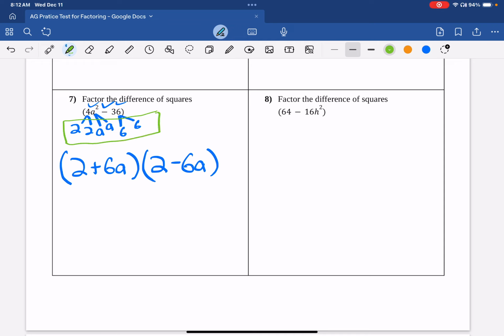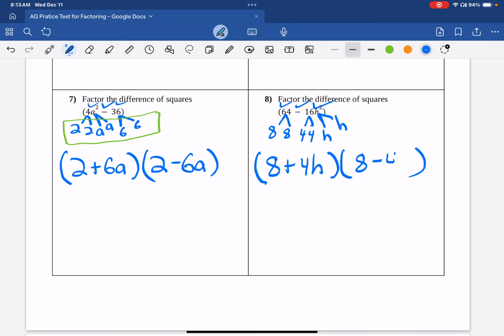All right, last one that's an example for you is 64 minus 16h squared. 64 is a square number for 8 times 8. That checks out. There's a minus sign. 16 is the square number for 4 times 4. And h squared is the same as h times h. So those are all square terms as well. We set up our double parentheses and we put our factors in there. So we do 8 plus 4h in one set and 8 minus 4h in the other set. And then you can check and make sure that you used all of your factors.